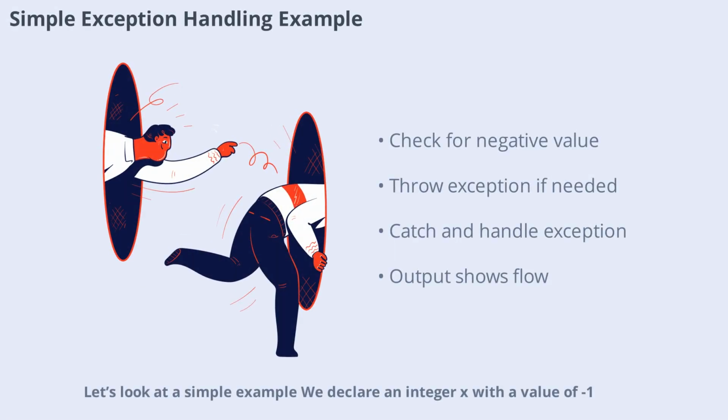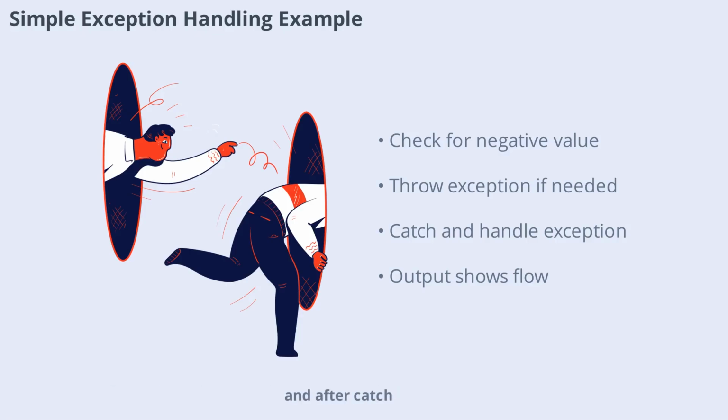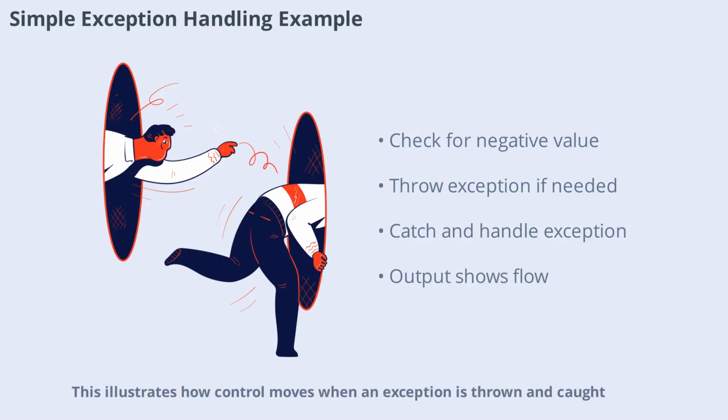We declare an integer x with a value of -1. Inside a try block, we check if x is less than 0. If so, we throw. The catch block for int catches the exception and prints a message. The output shows the flow: before try, inside try, exception caught, and after catch. This illustrates how control moves when an exception is thrown and caught.